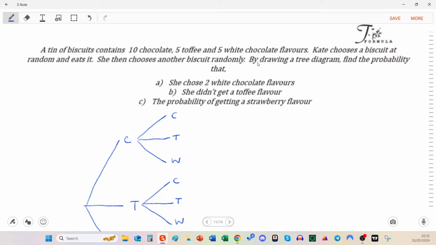So yeah, she's picked 2, and now we're drawing the diagram. We have to fill in the probabilities now. The probabilities are not given like in the last one. They are implied by the question.